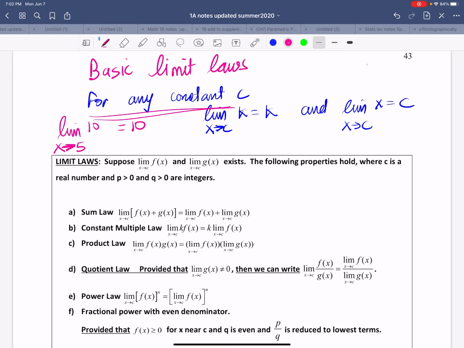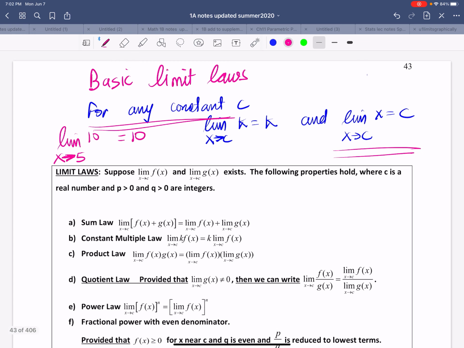And for the second law, the limit as x approaches c of x is equal to c. I'm sorry, that would be here: the limit as x approaches 5 of x. The limit of x when x approaches 5 would be 5.